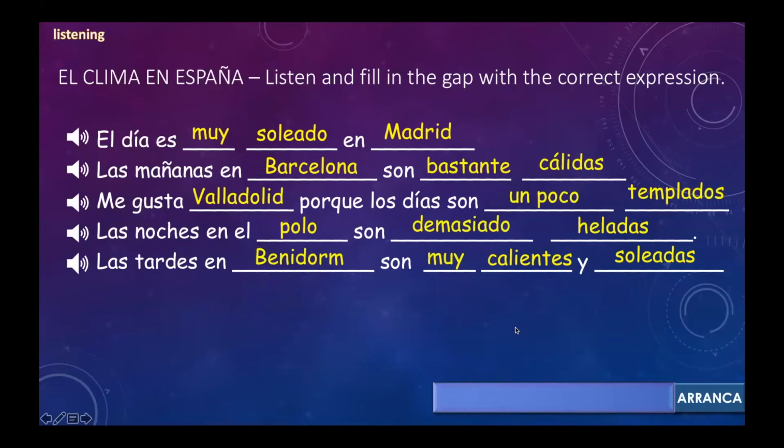Now, I'm going to give you a few minutes to try and translate these sentences into English. Off you go.